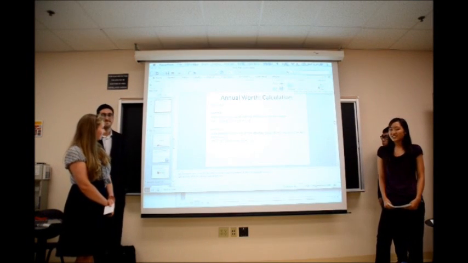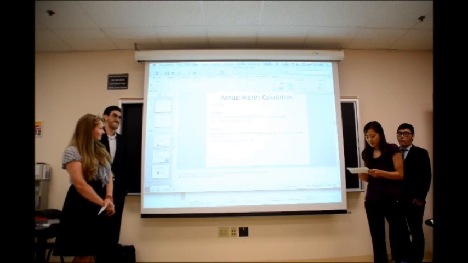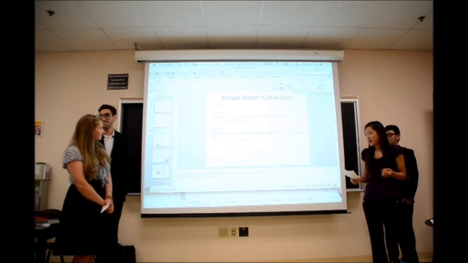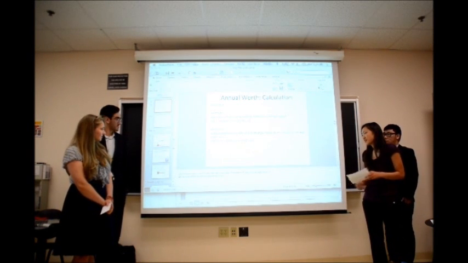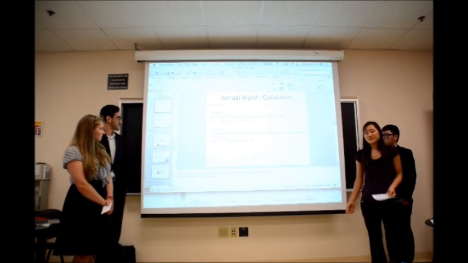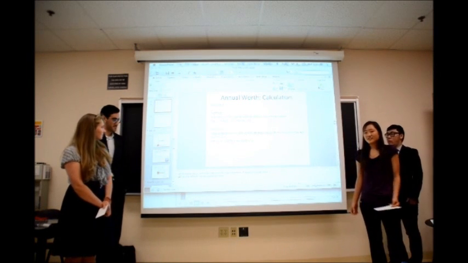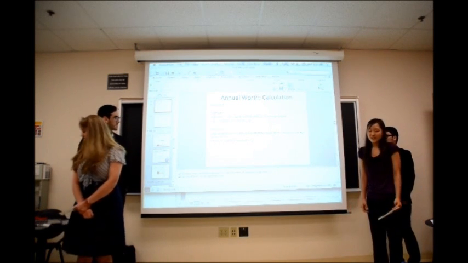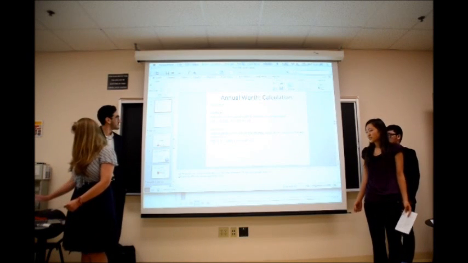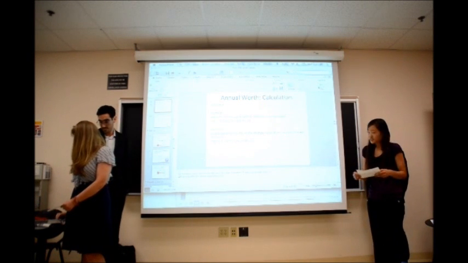When doing these calculations, the annual worth is actually made up of capital return, and from that you subtract the annual amount. Capital return contains the initial investment, which is P, and the salvage value S, which is what you get back at the end. And the annual amount contains all of the annual operating costs.